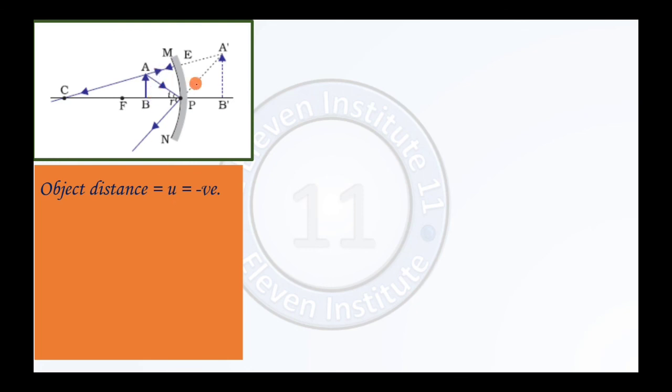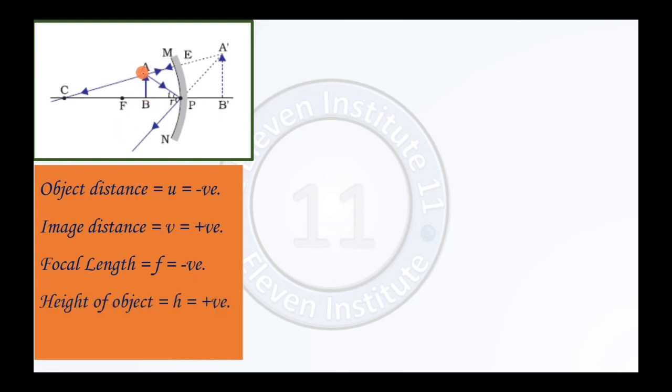Second, image distance. Where is the image? On the right side of the pole. You can see the image is on the right side of the pole. So image distance will be positive. Focal length. Focal length is on the left side of the mirror, negative. Height of the object above the principal axis, positive. Height of the image is also above the principal axis, so here also the height is positive. I hope this is clear to you.